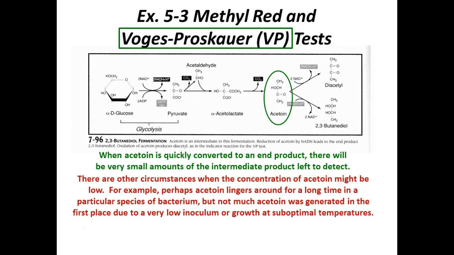There are other circumstances when the concentration of acetoin might be low. For example, perhaps acetoin lingers around for a long time in a particular species of bacteria, but not much acetoin is generated in the first place due to a low inoculum, right? If you didn't get enough bacteria in there, didn't get enough growth, weren't inoculated at the right temperatures. So there are several variables that could affect this test that would necessarily give you negative results. The false positives we saw today, I would more likely attribute to possible contamination.